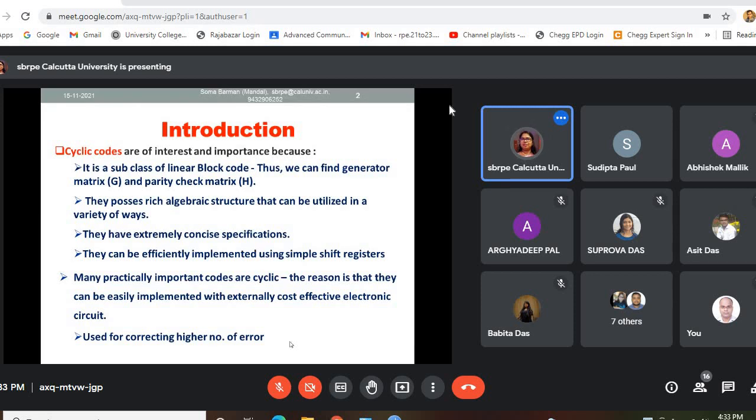So as it's a subclass of linear block code, the coding can be designed by means of the generator matrix, and at the decoder section you can also correct the error by using the parity check matrix. Okay.